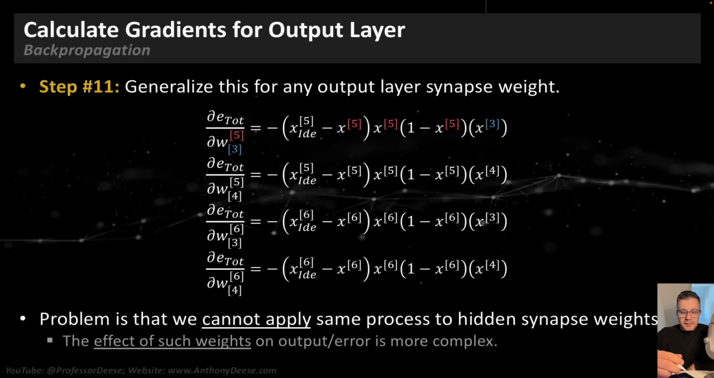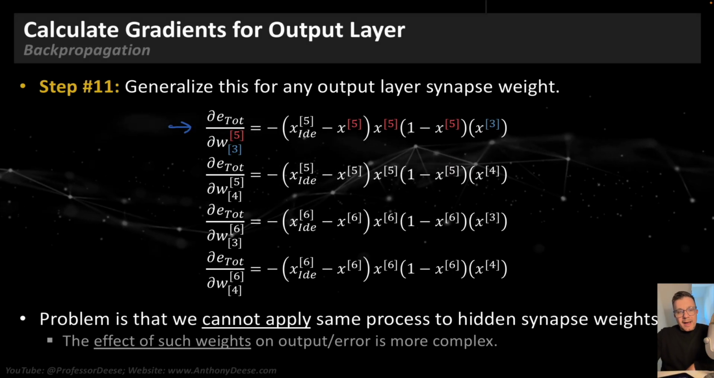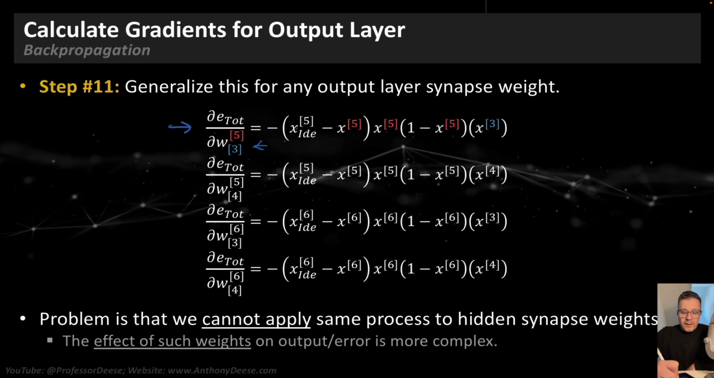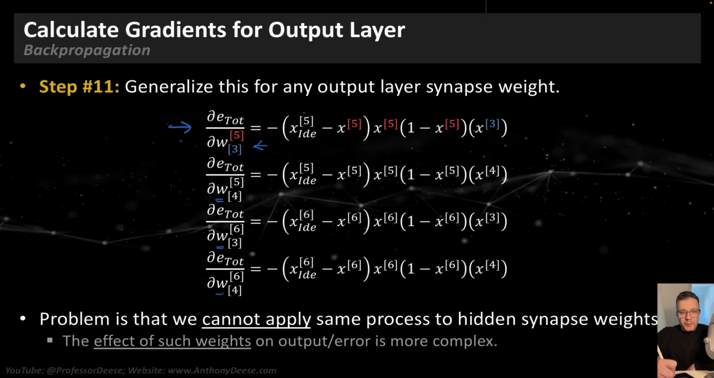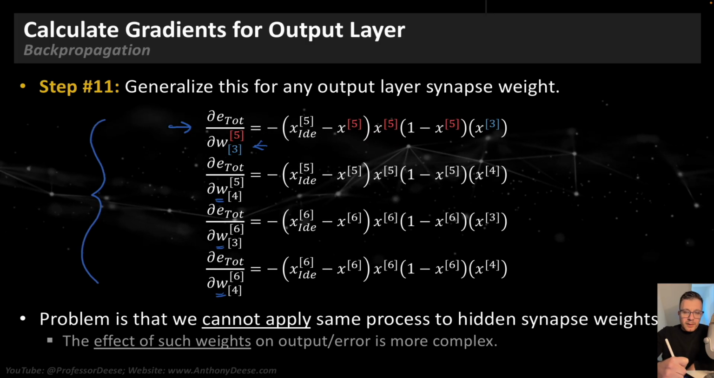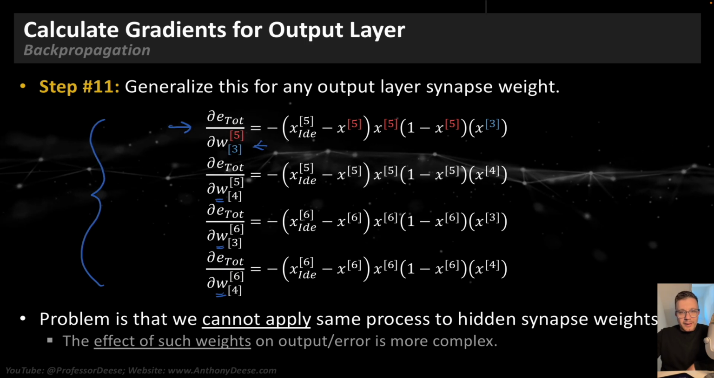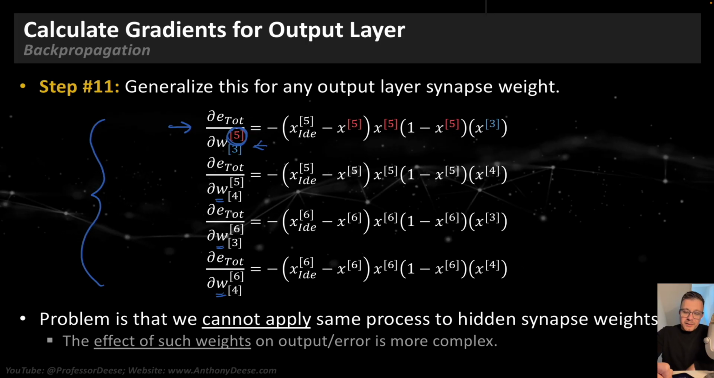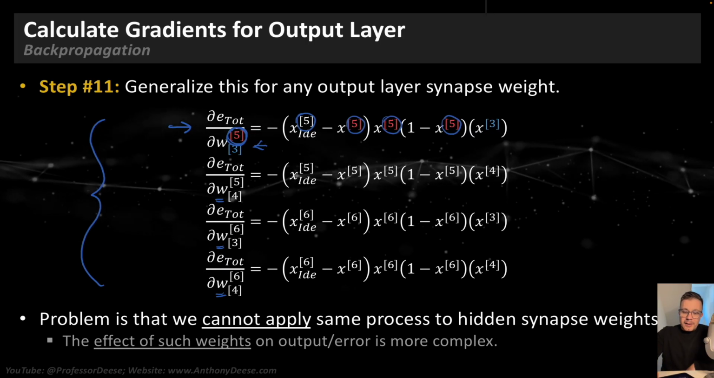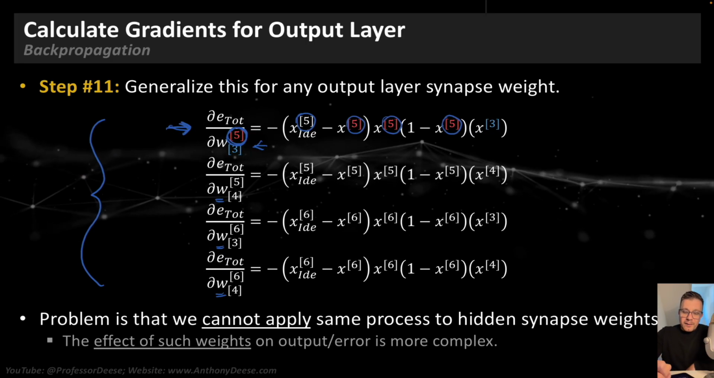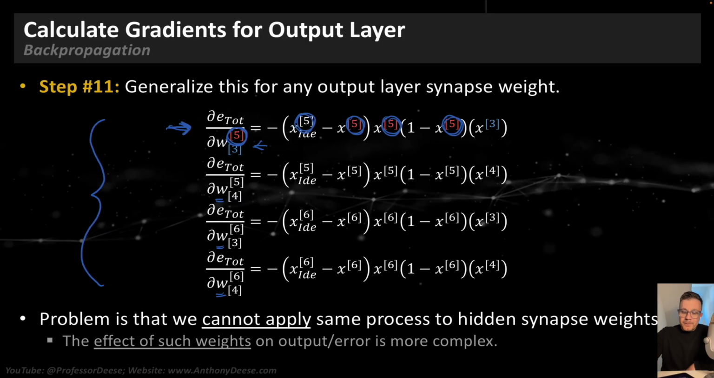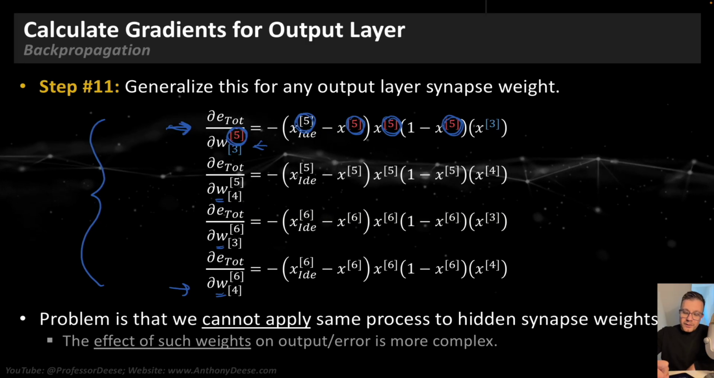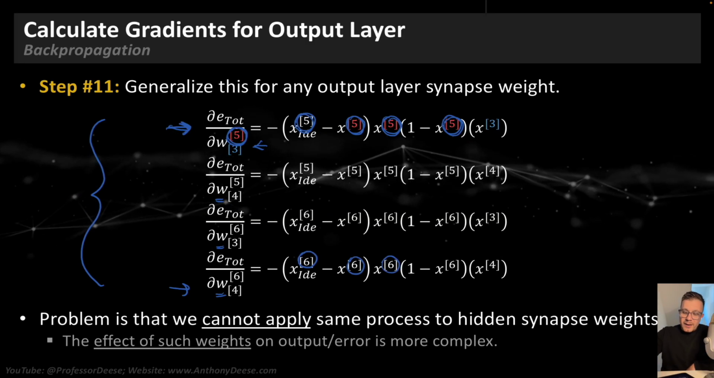Step 11 generalizes this relationship, this partial derivative, for any output layer synapse weight, of which there are 4. We've been talking about synapse weight 3,5. We also have to deal with synapse weight 4,5, 3,6, and 4,6. What we can see is that all 4 of these expressions, all 4 of these functions employ a similar form. For all of them, the superscript associated with the synapse weight is employed here, here, here, and here. So we can see for W35, all of these superscripts are 5s. If we look down here at the partial derivative of the total error with respect to synapse weight 4,6, all of these superscripts are 6s, 1, 2, 3, and 4.